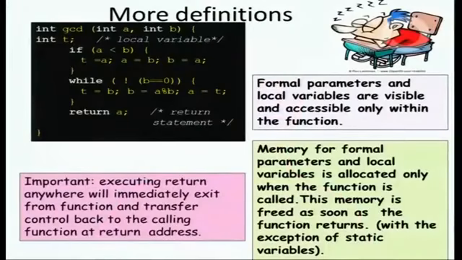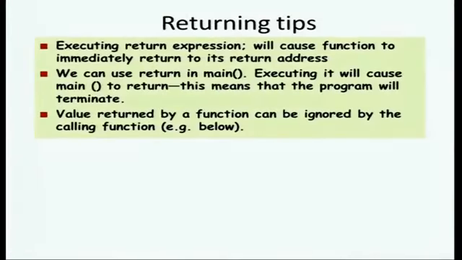So, executing return anywhere inside the function will immediately return from the function and transfer control back to the calling function at the specified return address. Okay. So, when you execute, there are a few things to keep in mind. Whenever you execute any return expression, it will cause the function to immediately return. Now, main is a function, so we can use return statements inside main. What that means is that main will immediately stop execution, that is, the whole program will stop execution.